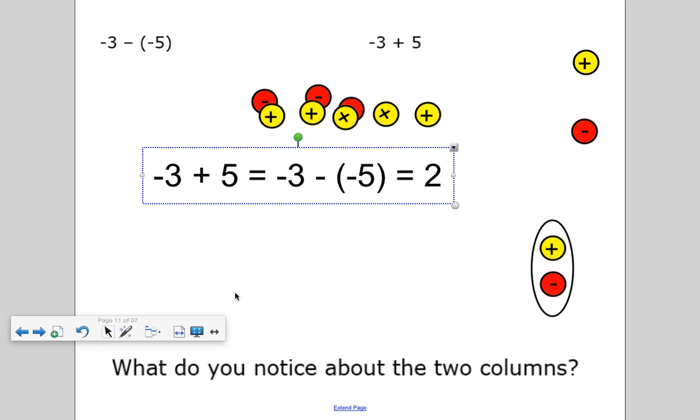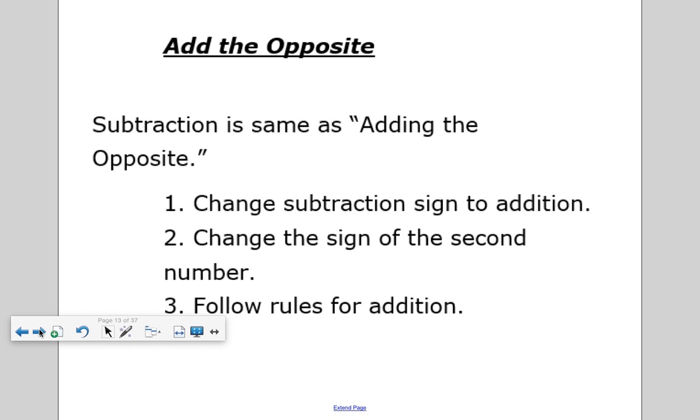So if you have not figured it out by now, we are going to be learning something called adding the opposite. Subtraction is the same as adding the opposite. If you know how to add integers, you pretty much already know how to subtract integers. So what you do is you keep the first number alone. You change the subtraction sign to an addition, and then you change the sign of the second number to the opposite. That's why it's called adding the opposite.